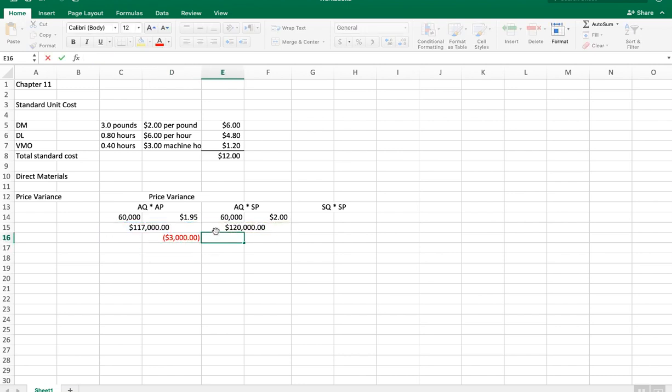This is my price variance right here. And what I did is I held constant the quantity that I purchased, my actual, so flexible budget. And I said, okay, with quantity held constant, what is my price variance? And I saw that it was $3,000. And is it favorable or unfavorable? I pay less per pound than I expected to. So this is actually favorable. And I'm going to reverse this so it doesn't show as negative because that makes it very confusing. So this is favorable.